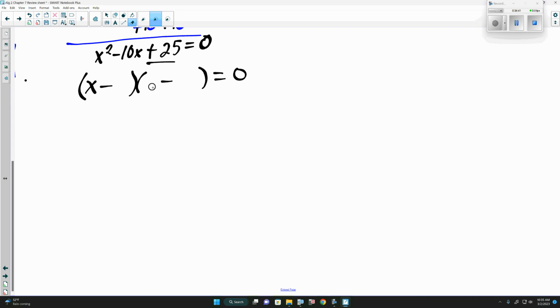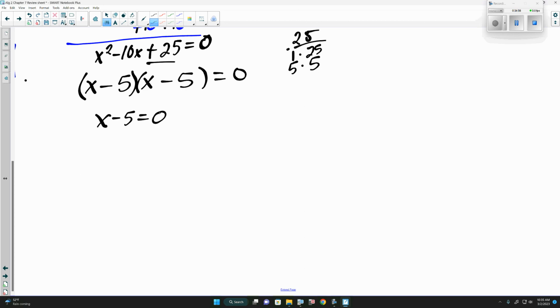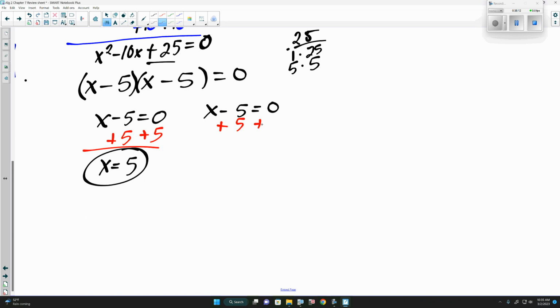Factors of x squared are x and x. Factors of 25 are 1 and 25. 5 and 5. We want 5 and 5. So x minus 5 is 0, and x minus 5 is 0. Then we would, that right there will work.